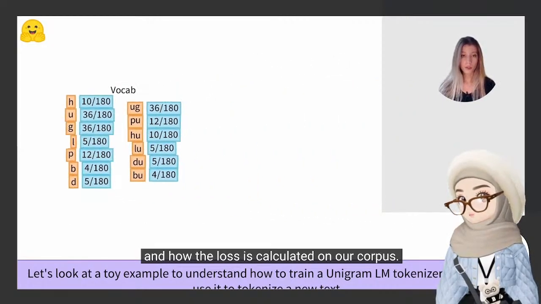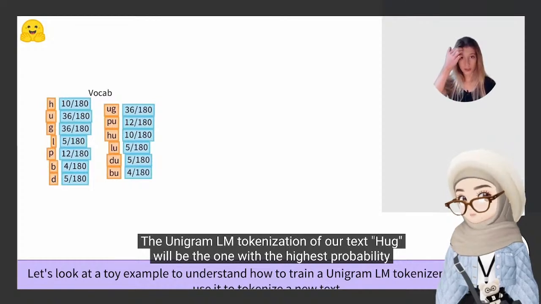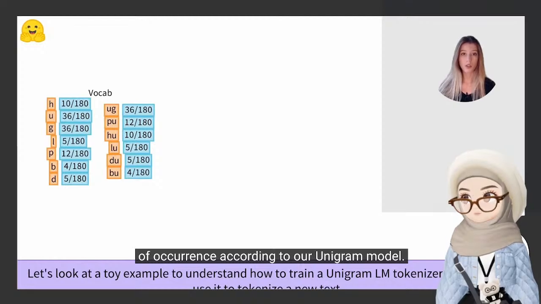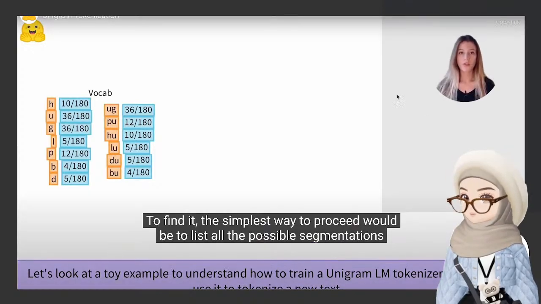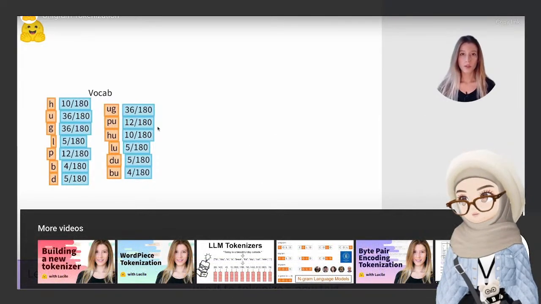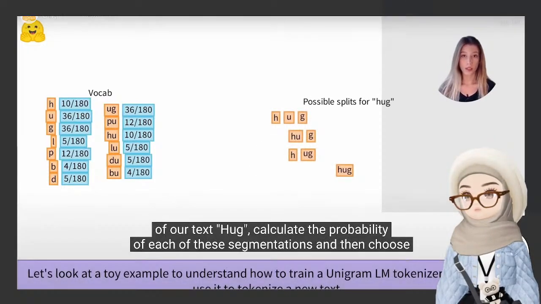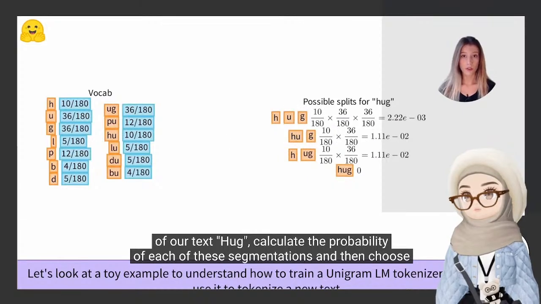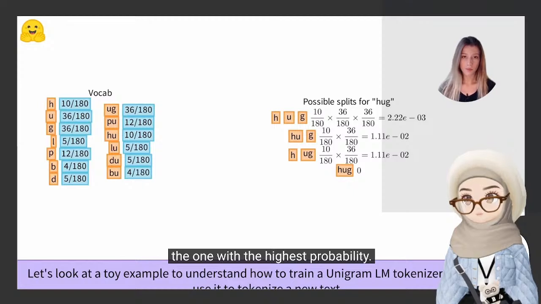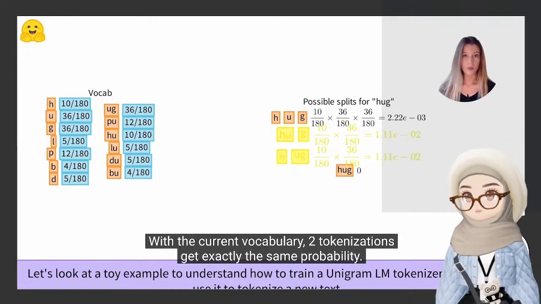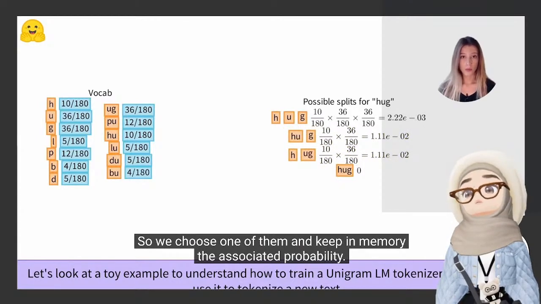The unigram LM tokenization of a text, HUG, will be the one with the highest probability of occurrence according to our unigram model. To find it, the simplest way to proceed will be to list all the possible segmentations of our text, HUG, calculate the probability of each of these segmentations, and then choose the one with the highest probability. With the current vocabulary, two tokenizations get exactly the same probability. So we choose one of them and keep in memory the associated probability.